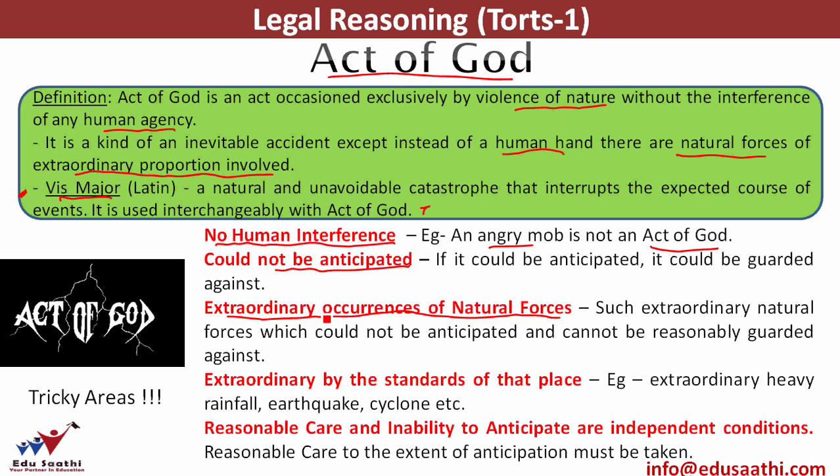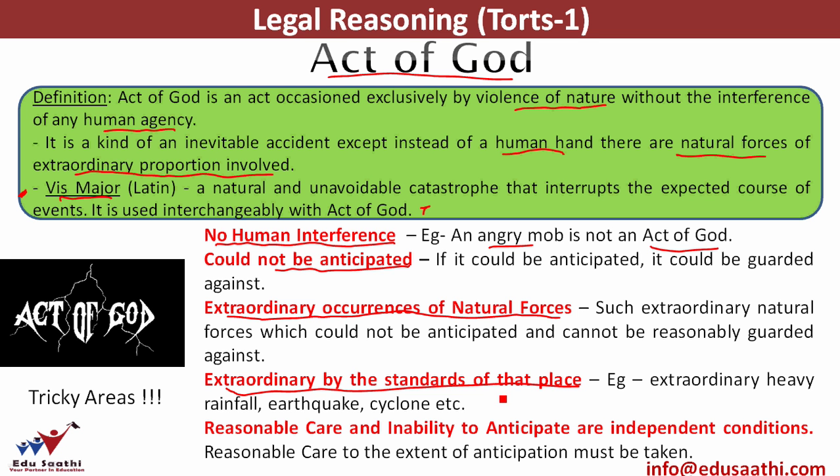So the event should be an extraordinary occurrence by natural forces, extraordinary by the standards of that place. For example, extraordinary heavy rainfall, earthquake, and cyclone. So these are the extraordinary standards, and it depends upon the place.